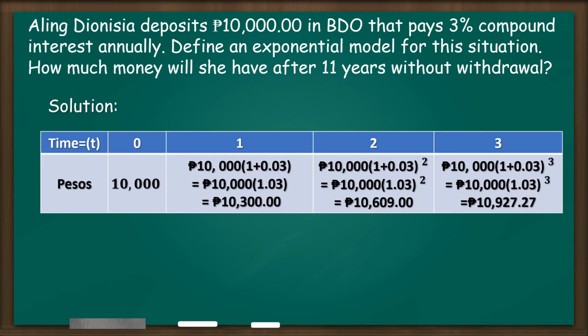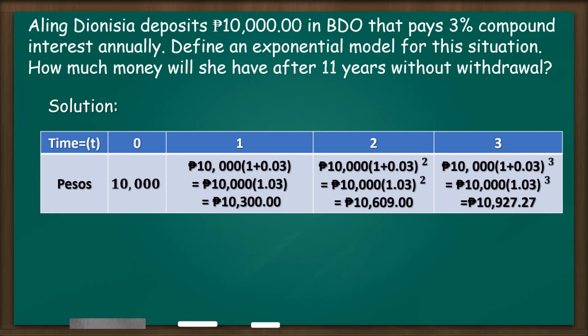Solution. At time 0, we have an initial amount of money that is 10,000 pesos. At 1 year, we have a computation that is 10,000 multiplied by 1 plus 0.03 raised to 1. Simplifying our quantity, we have 10,000 pesos multiplied by 1.03. Simplifying our term, we will now have the answer 10,300 pesos.